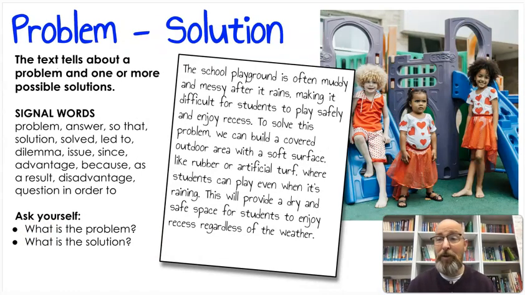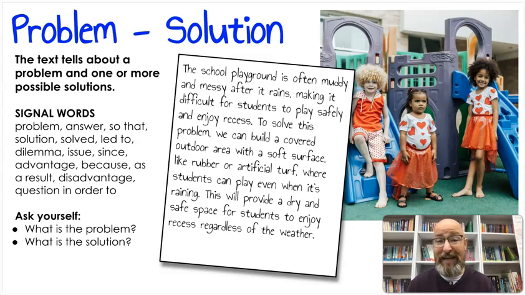Next, we have problem solution. In a problem solution text, the text tells about a problem and one or more solutions. Oftentimes when you're reading a problem solution, there might be multiple solutions, multiple ways they tried to solve it, but they might not all work. So we're going to see some signal words like problem, answer, so that, solution, solved, led to, dilemma, which is another word for problem, issue, since, advantage, because, as a result, disadvantage, question, in order to.